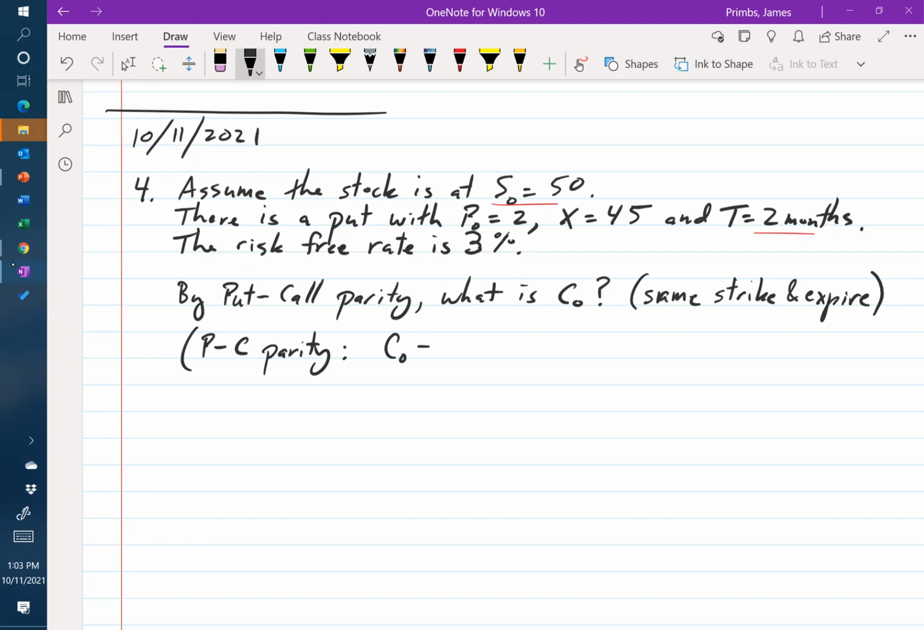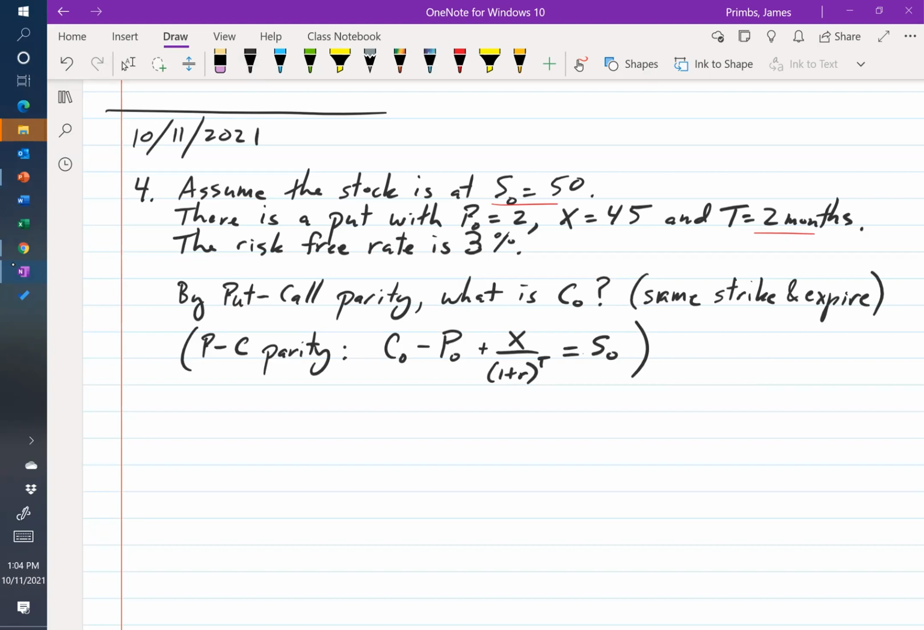So yeah, long a call. I always think of it in terms of the portfolio. Long a call, short a put. Can you see that in your mind? That's really good. Long a call, short a put, at the same strike. That gives you the straight line, but it's too low. So you need to push it up by X, discounting 1 plus R to the T, and that's equal to the stock price. Okay, so that's put call parity.